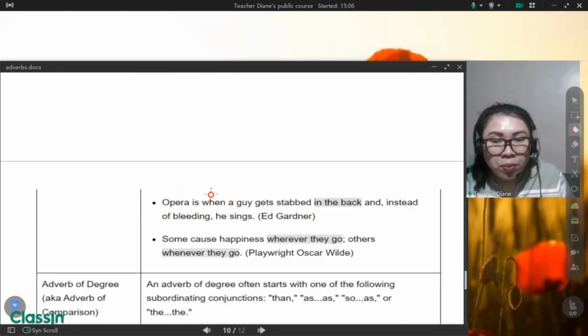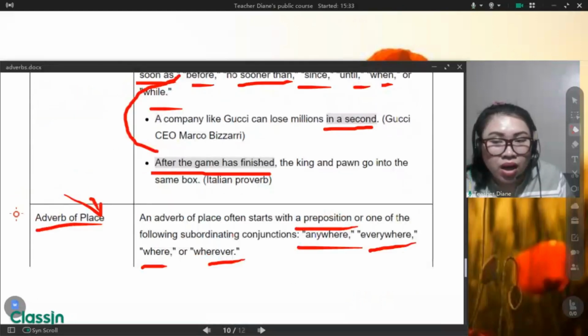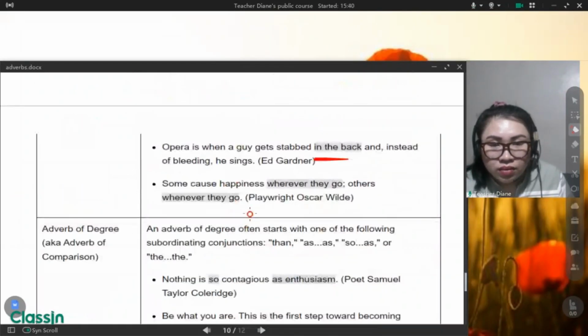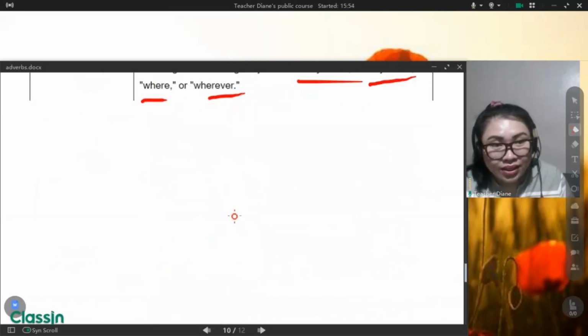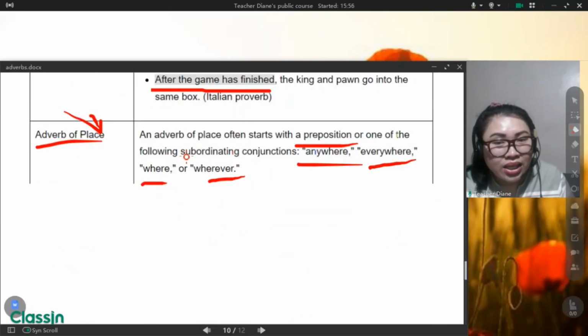Opera is when a guy gets stabbed in the back, and instead of bleeding, he sings. "In the back" here is an example of adverb of place. Some cause happiness wherever they go, others whenever they go. "Wherever they go" and "whenever they go" are adverbs of place, and they start with subordinating conjunctions.